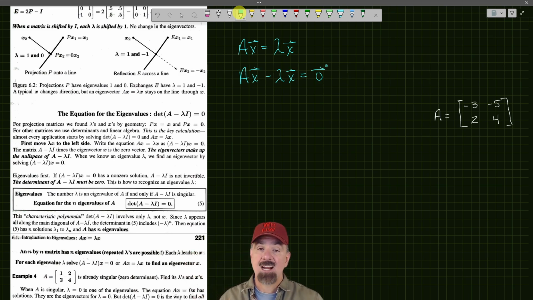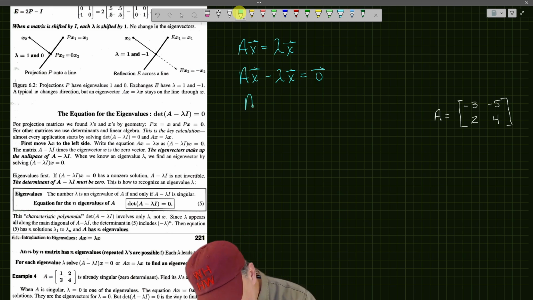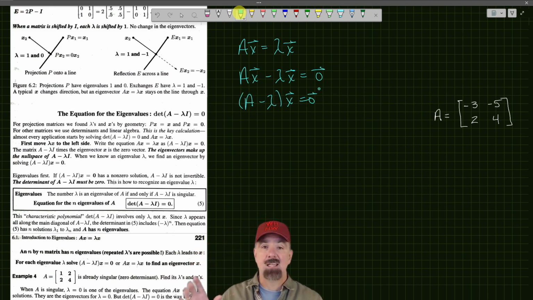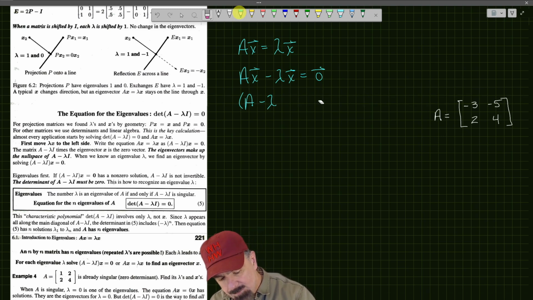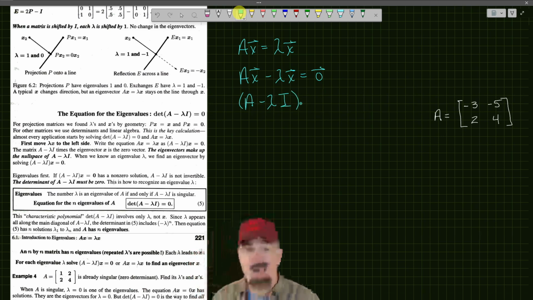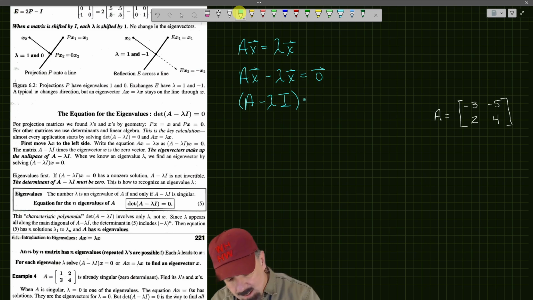Now I want to factor out an x, but I can't just write down A minus lambda times x equals 0. That's not going to work because A is an n by n matrix. Remember, always square. Lambda is a scalar. So how do I turn lambda from being a scalar into an n by n matrix? I multiply by 1, and 1 is multiplying by the n by n identity matrix. Now we have this equation here.